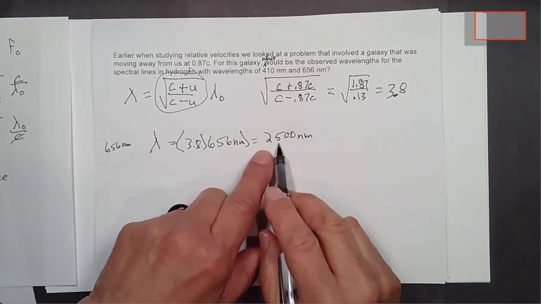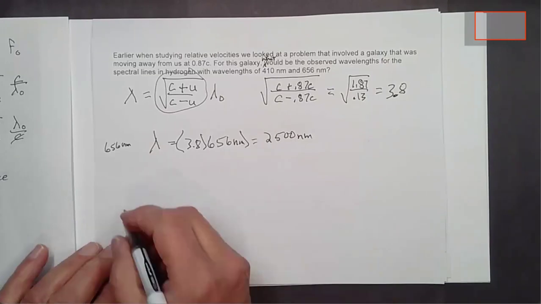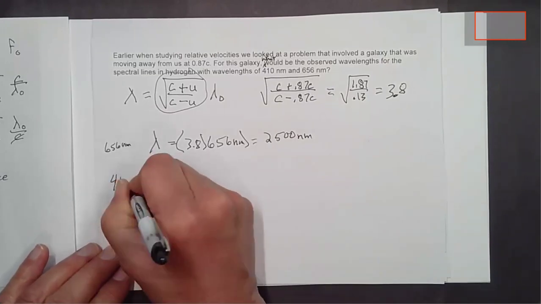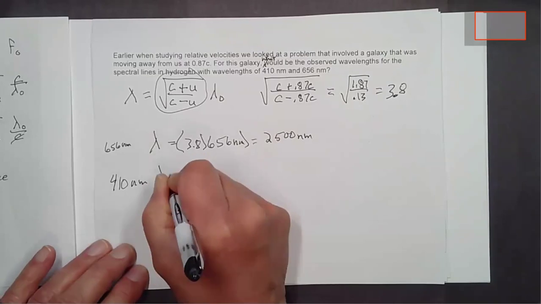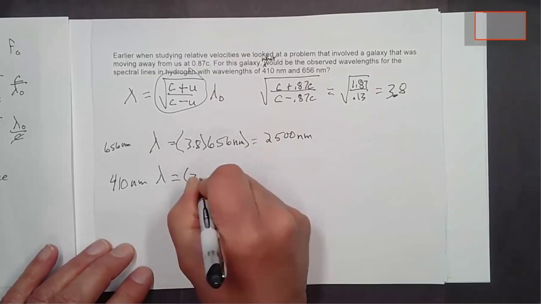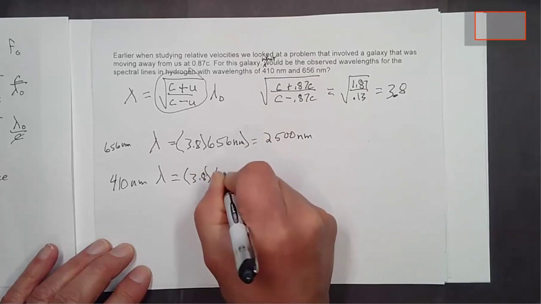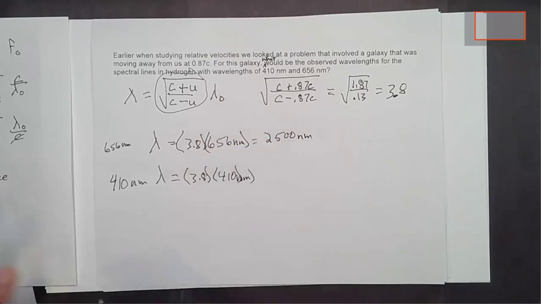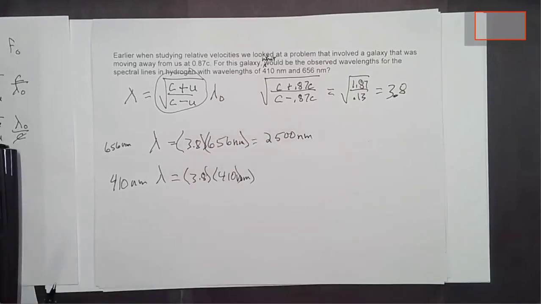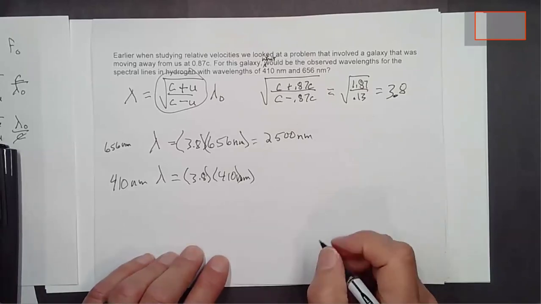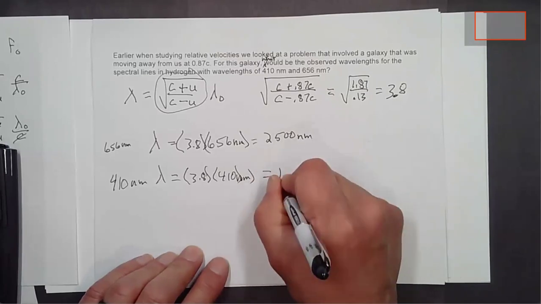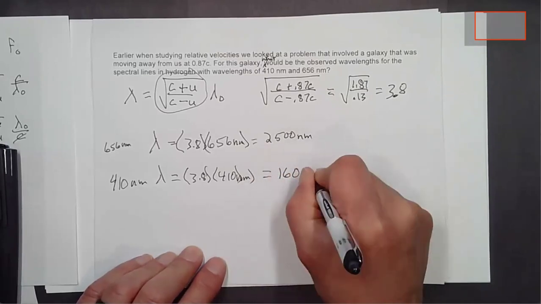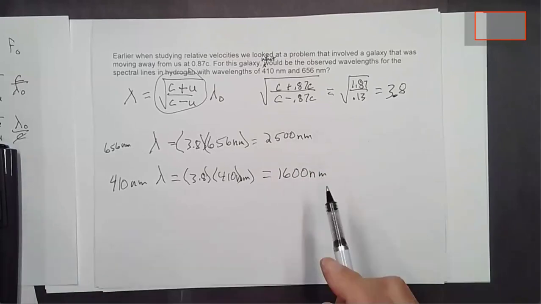About the upper limit of visible light is 700 nanometers, and so this is well into the infrared. And then for that 410 nanometers, the wavelength that we'd see is 3.8 times 410 nanometers. I get about 1,600 nanometers, and this is well into the infrared as well.